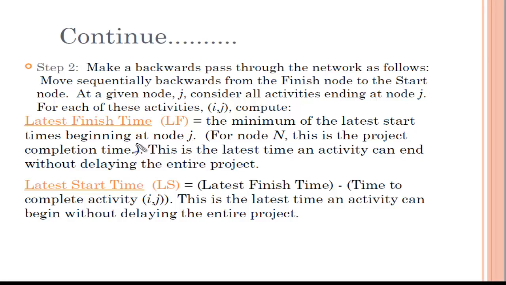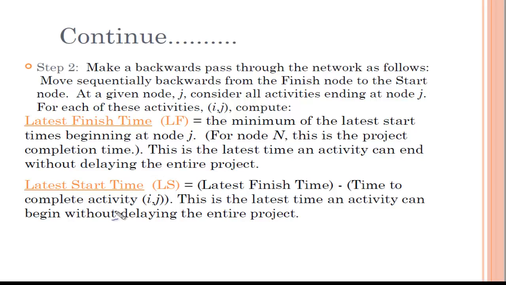In the earliest start and finish time I was talking about the maximum, but here I'm talking about the minimum of the latest start time. Whatever the minimum is out of all of the activities beginning at node j, that is going to be my latest finish time. I will come to it with the example. Right now, just understand that we go backward and take the minimum to find the latest finish time. This is the latest time an activity can end without delaying the entire project.